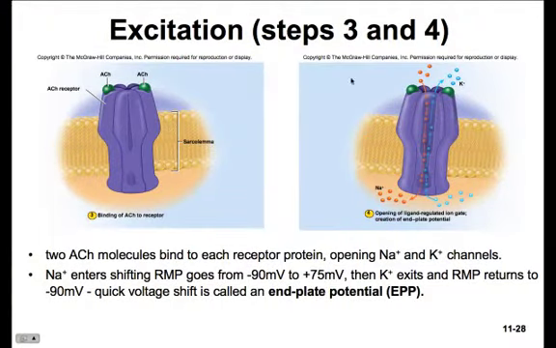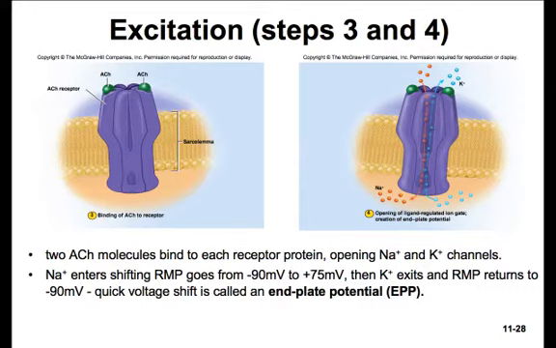Taking a closer look, on the other side of the synaptic cleft, we have these little purple guys, acetylcholine receptors. Here, the acetylcholine receptors will bind acetylcholine. Two molecules of acetylcholine bind to each receptor protein. This opens the sodium and potassium channels. Sodium will enter the cell very rapidly, which changes the resting membrane potential of the cell.